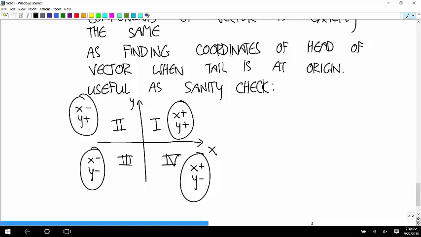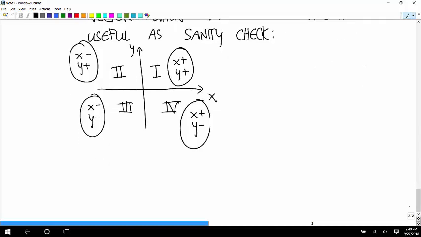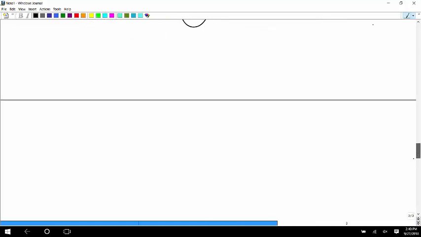Most likely, if you do a calculation and the signs of your components don't match the signs that you should have according to this, your calculator is in radians and you need to switch to degrees. That's the most likely thing that would go wrong. Any questions about that? Okay, so that's how we calculate components.